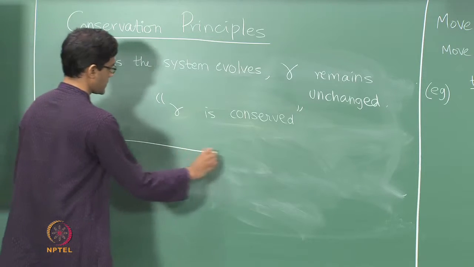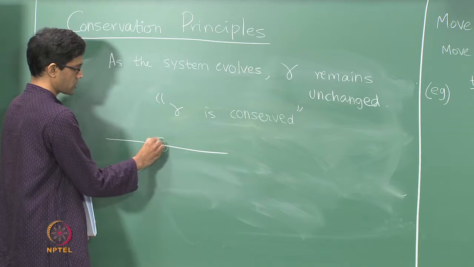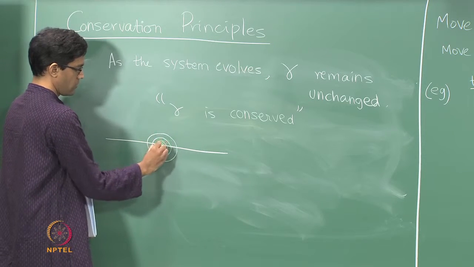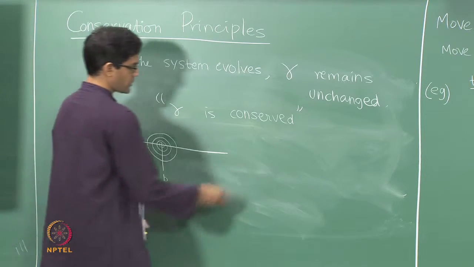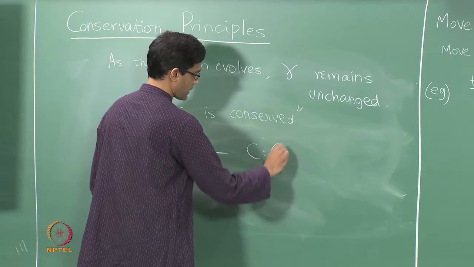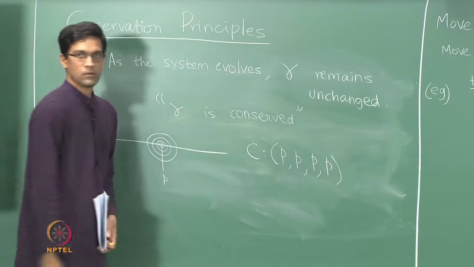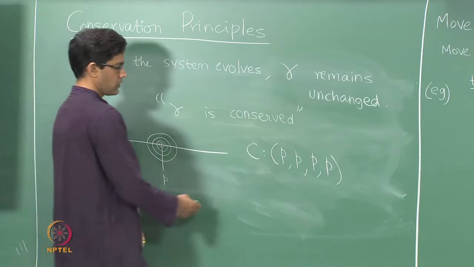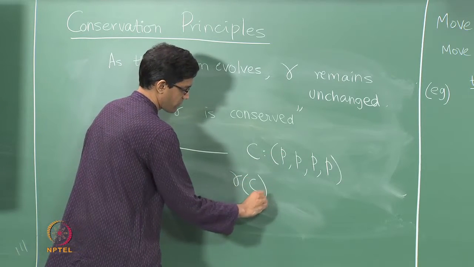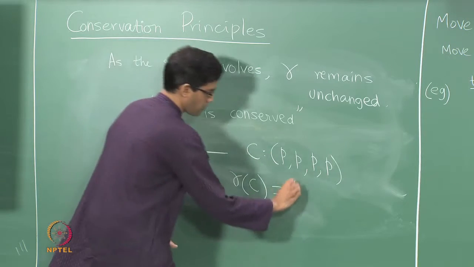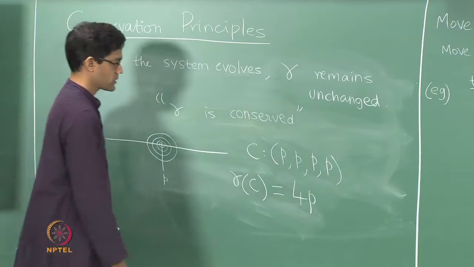So the first question said, can it happen somehow that all the 4 coins are located at the same point? Let us call this integer p. Can I land up with a configuration that looks like p, p, p, p? That is the question, as time evolves. Now let us see if this is possible. What is the gamma function for this configuration? It is just the sum of the 4 numbers, that is 4p, and what do we know? The gamma function does not change, right.